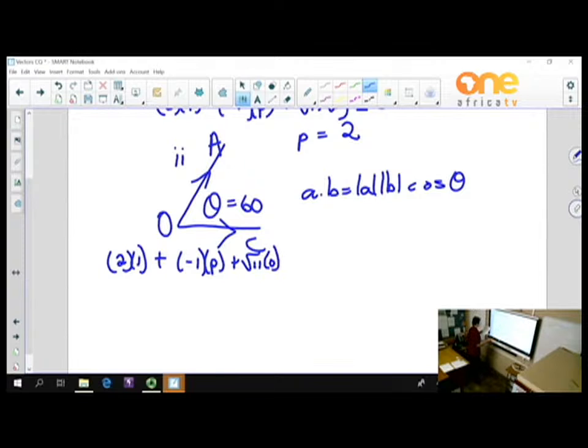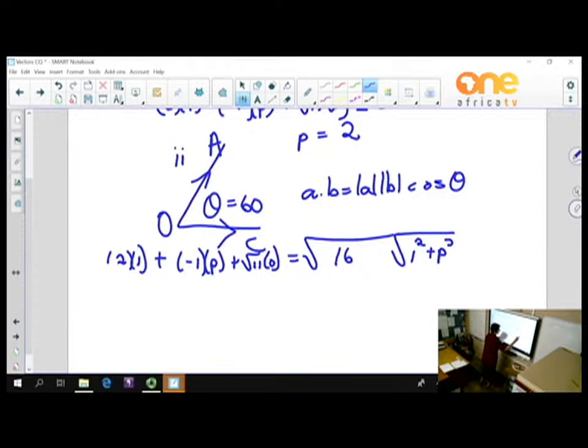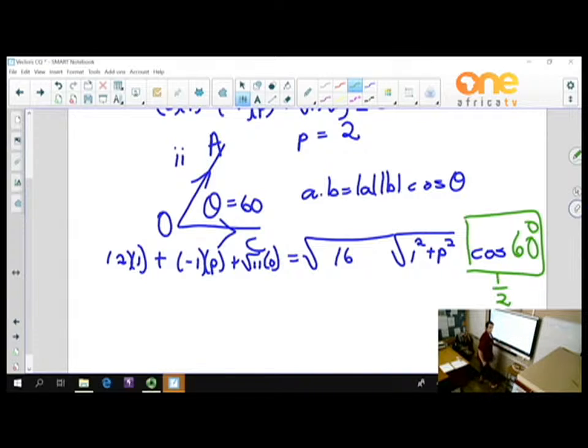And now I have to get the magnitudes here. So the first one is OA, the square root of 16. And then OC is the square root of 1 squared plus P squared. And now we substitute here cosine. We have the value of theta, which is 60 degrees. If you press your calculator, you're going to see that cosine 60 is a half. I get a value of half for that one.